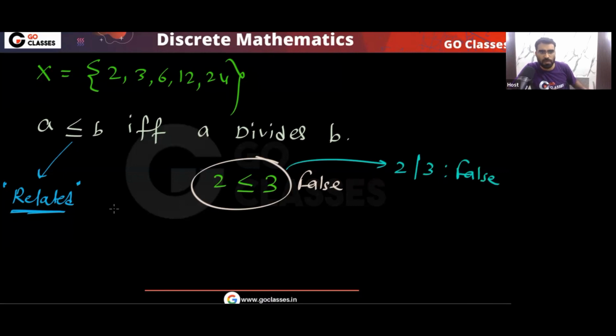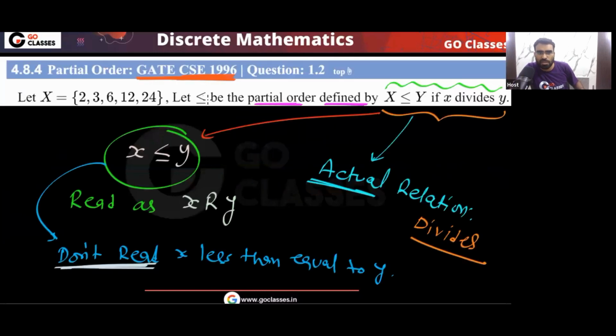Okay, yes or no? Remember, very simple. Some students who don't know about this will get confused and think, yes, this is true. They will think that this is less than or equal to. No, this is not less than or equal to. The question is clearly telling you that this is just a symbol for partial order, nothing else.